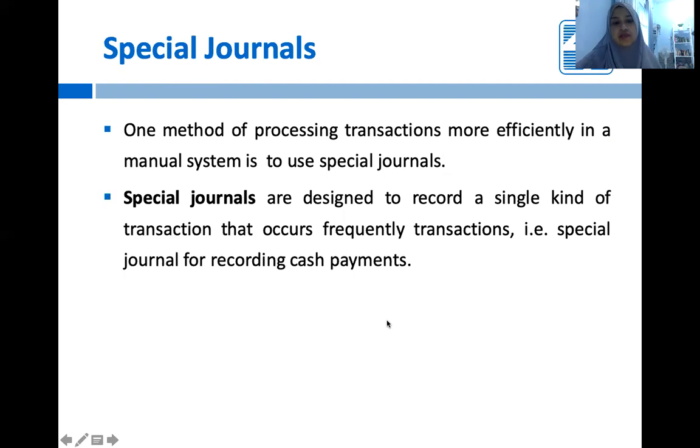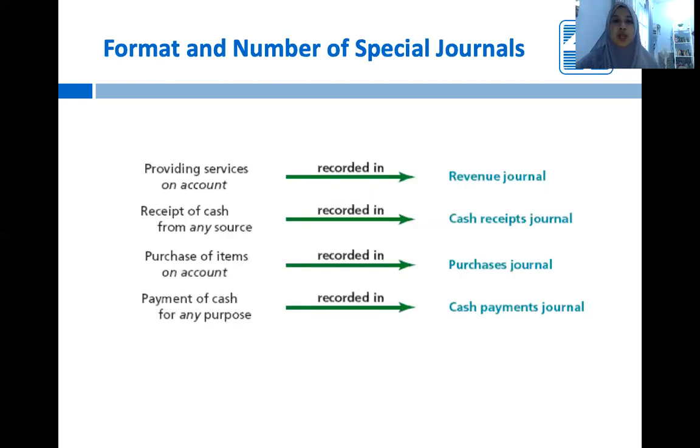So it becomes simpler when we have a special journal. The company may have various types of special journals, but these are the main four special journals, which are the revenue journal, which records the transactions in providing services on account or on credit.